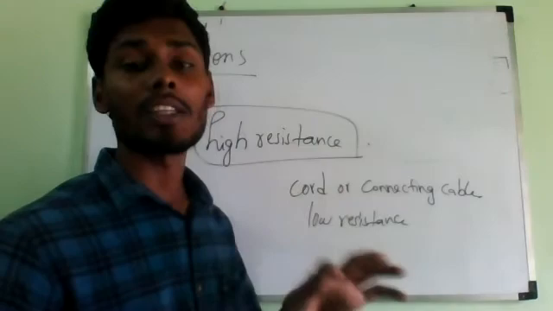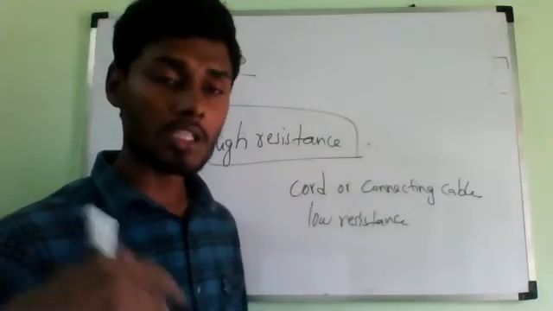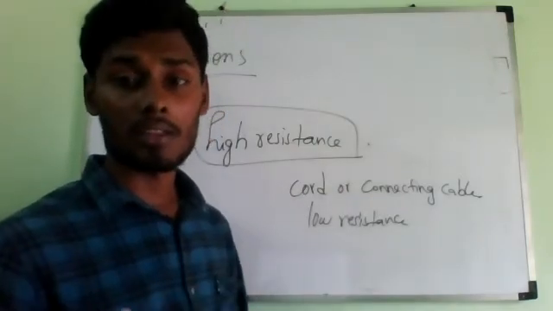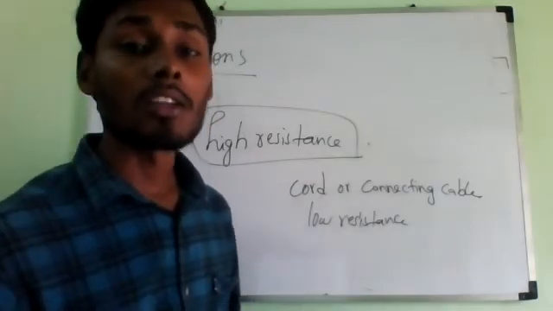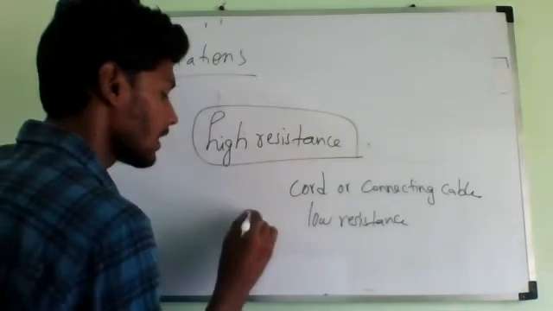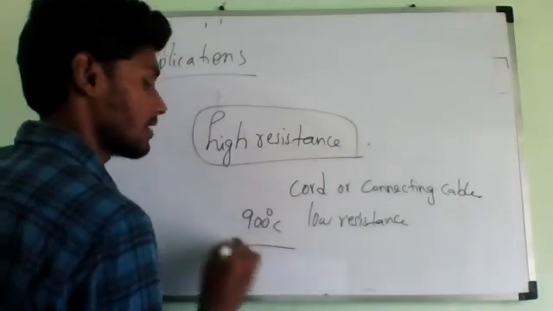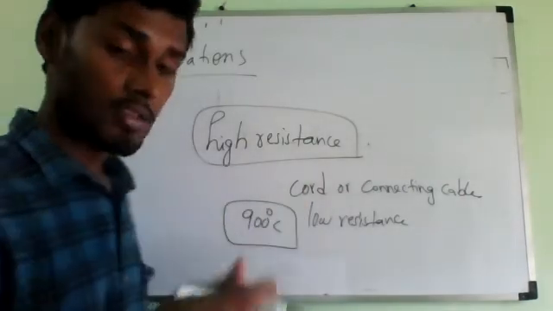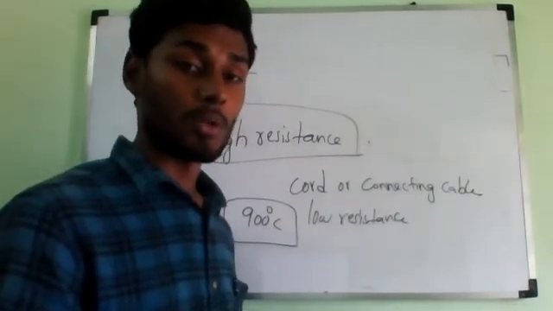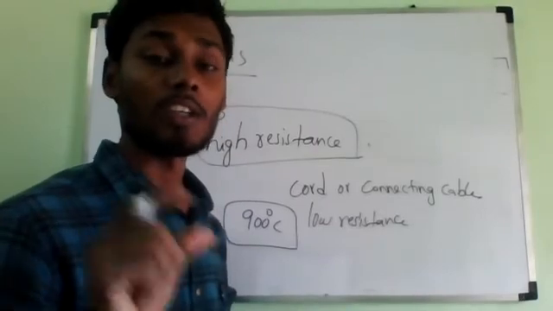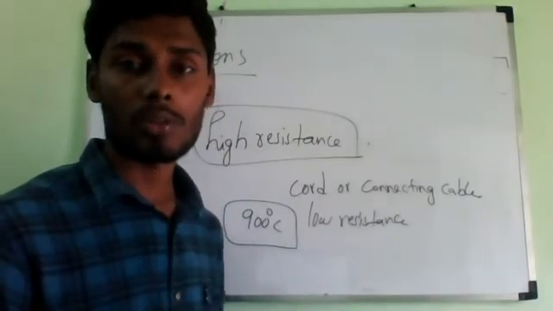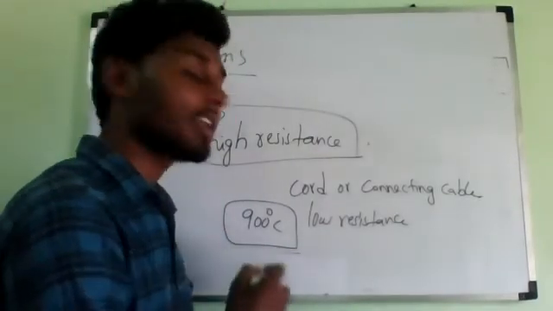The temperature of this heating element or coil, inside the electrical heating device, when it becomes red hot and glows, is almost 900 degrees Celsius. You just imagine. It is used to produce a temperature of around 900 degrees Celsius. That much high temperature will be produced, and it takes very little time.